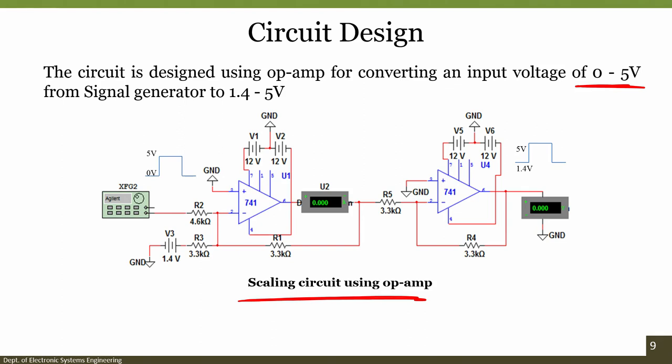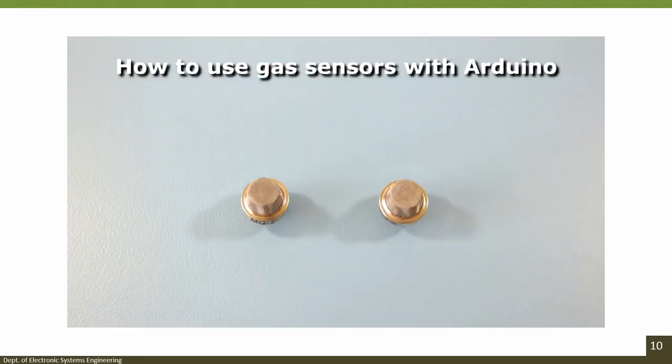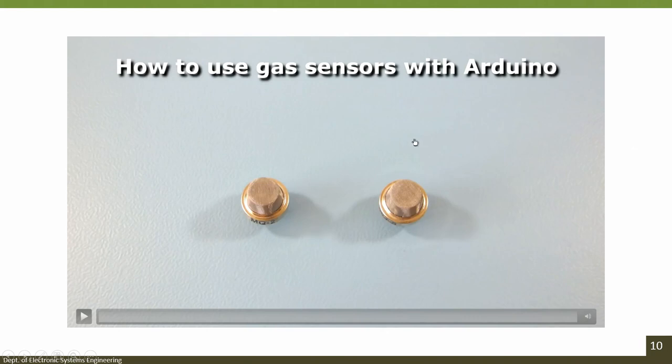And this circuit can be used to convert the input voltage from 0 to 5 volts to 1.4 to 5 volts. Now, let us see a video on how we can use the gas sensor with Arduino, and then I will show you how you can use the gas sensor with Raspberry Pi, and then we will see how we can fabricate the gas sensor. We will see the process flow. So, let me run this video first.